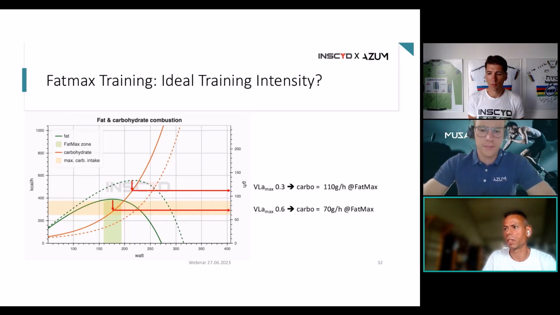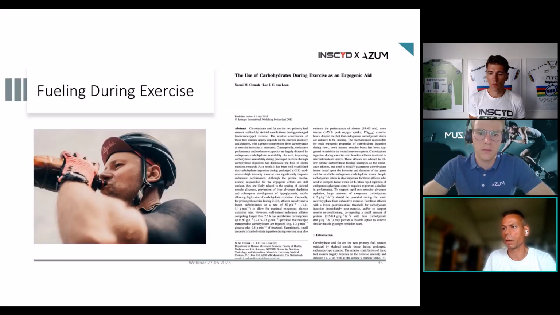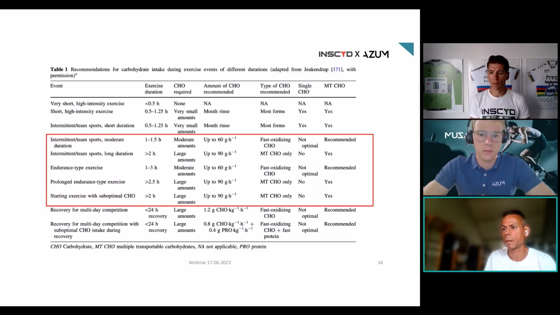And you can see in this case, even carbohydrate combustion rates of 110 grams per hour. If we compare with recommendations that have been published in Science, then it's above those values. So I brought this paper, which was from a group in Maastricht, who investigated fueling recommendations for athletes and how we can use carbohydrate intakes to promote performance.